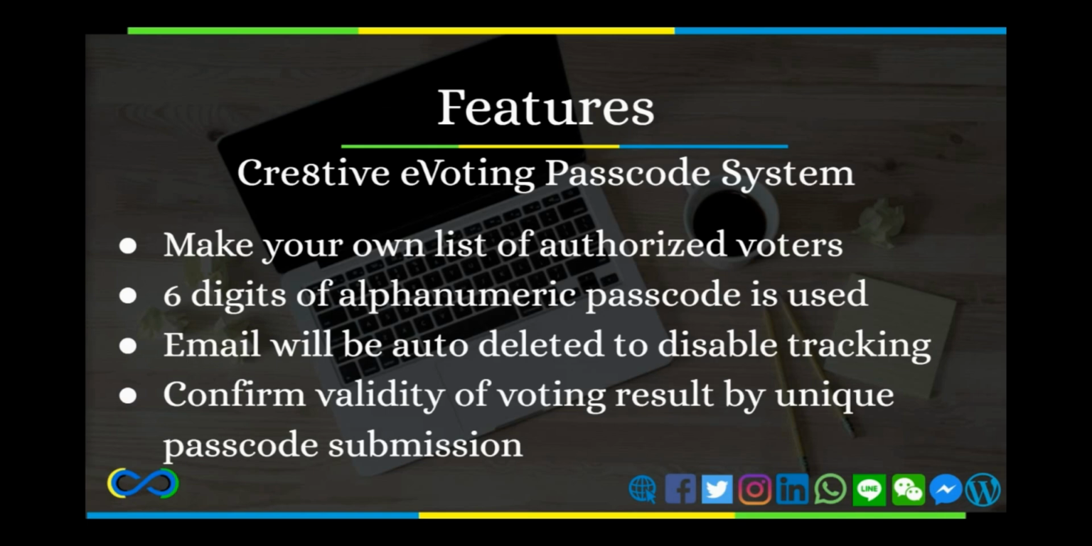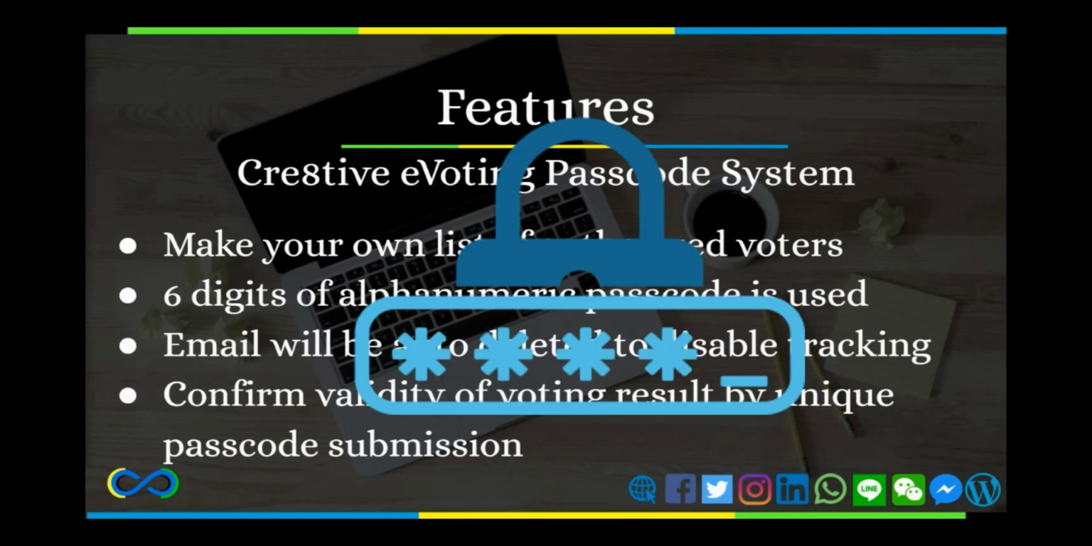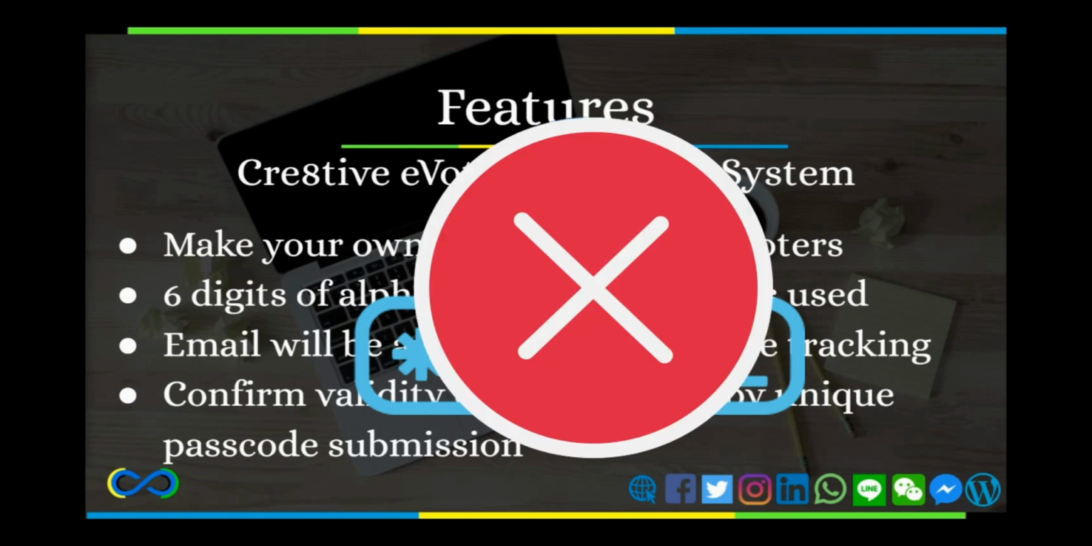The voters will then need to input the case-sensitive passcode in the passcode column of the Google Form for verification before they can proceed to the voting part. They will not be able to proceed if a wrong passcode is input.